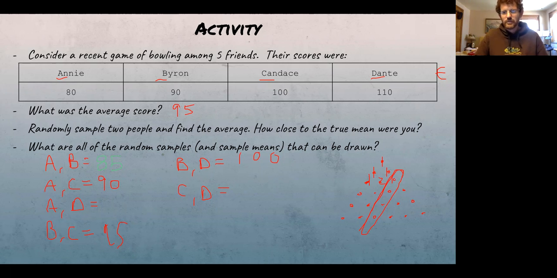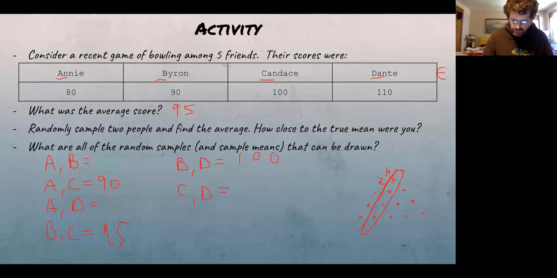We've had a lot of fun here, but let's jump back to statistics. This stuff is not the statistics we're going to be focused on today. The average between Annie and Dante would be 95, and between Candace and Dante is 105.